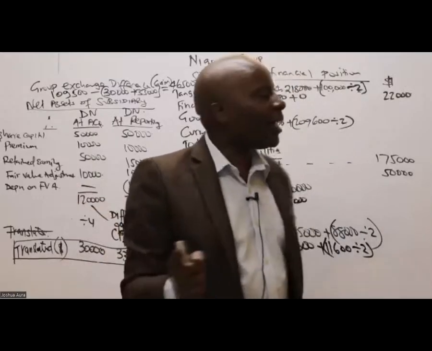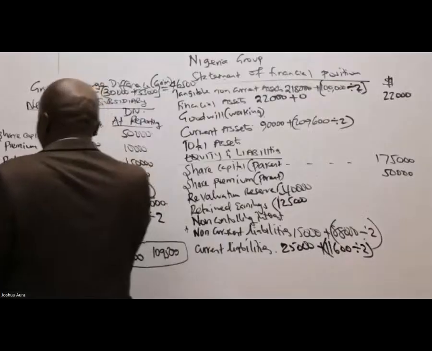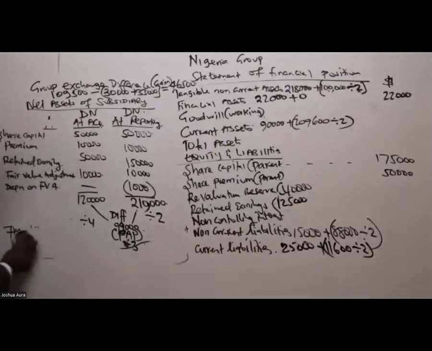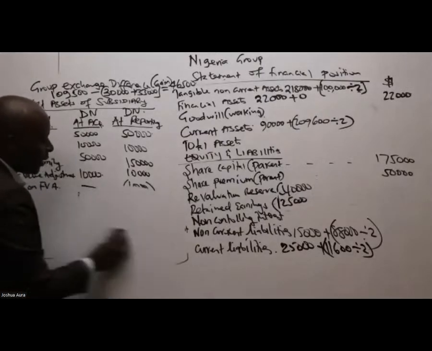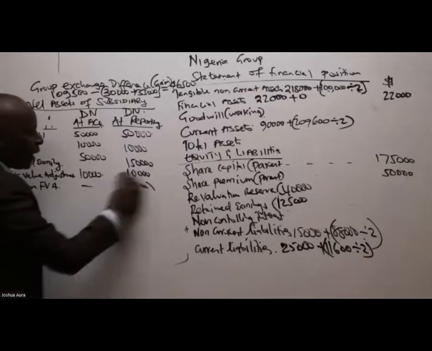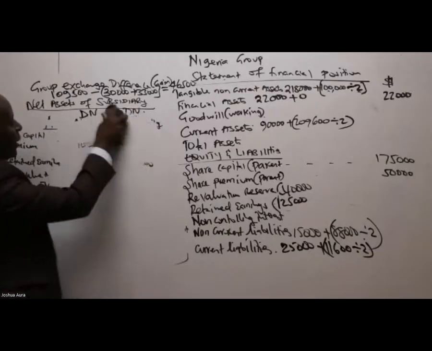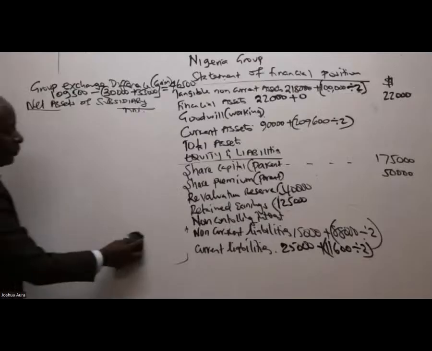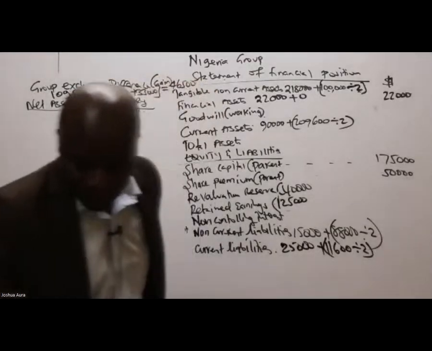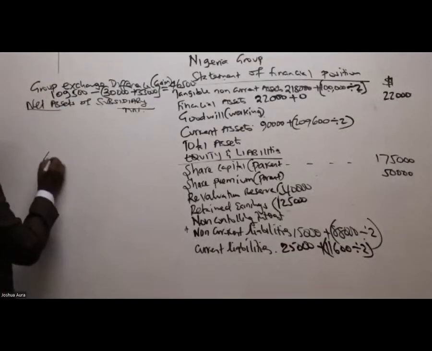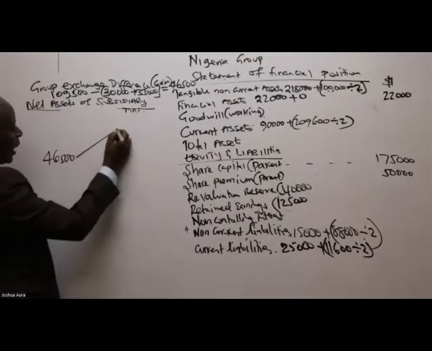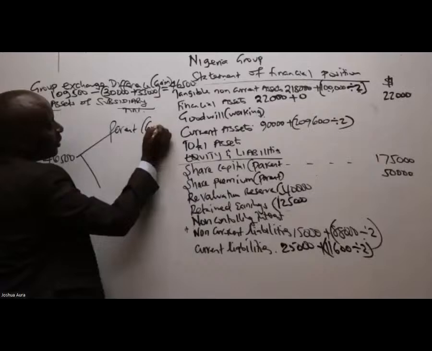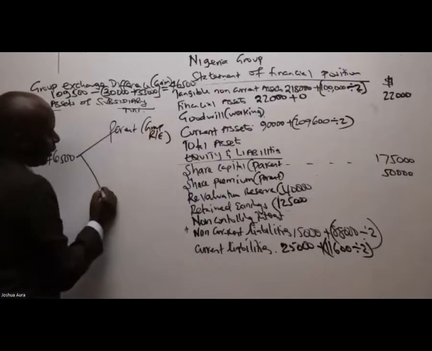So please go ahead and share the group exchange difference out. So we are sharing this 46,500, my good students. This 46,500 will be shared to the parent, of course, through the group retained earnings, and then we have NCI.